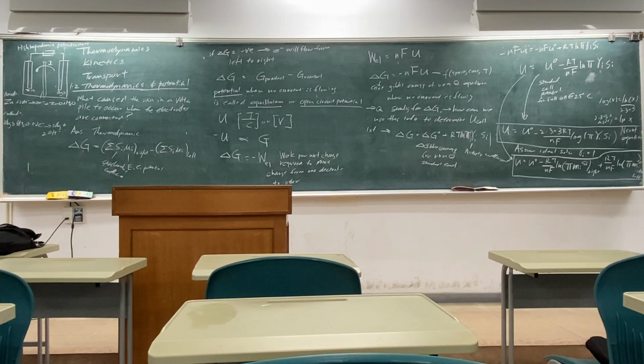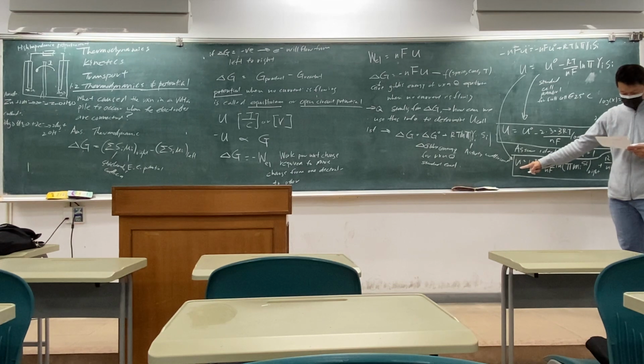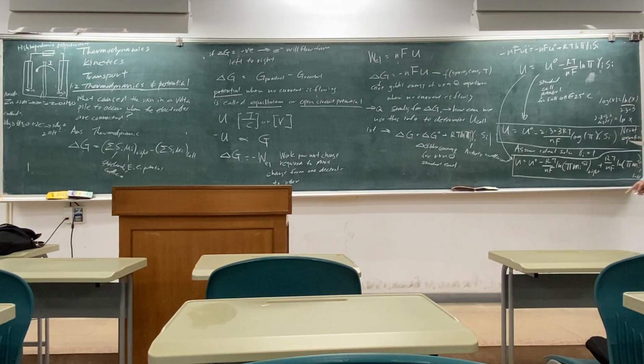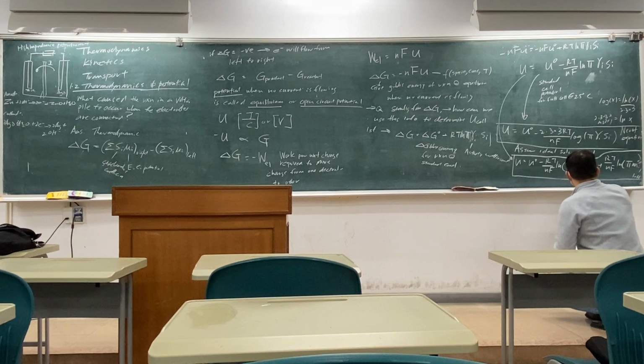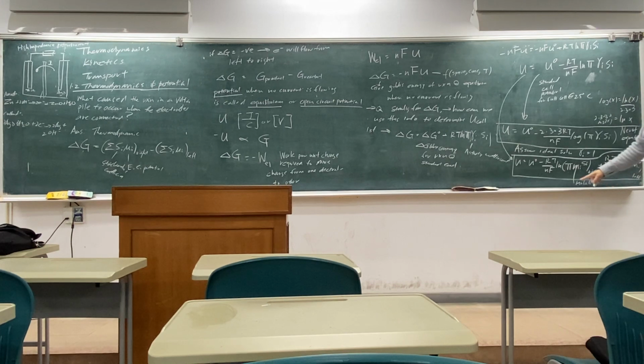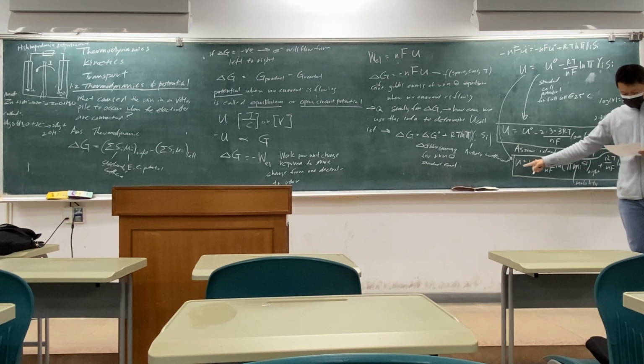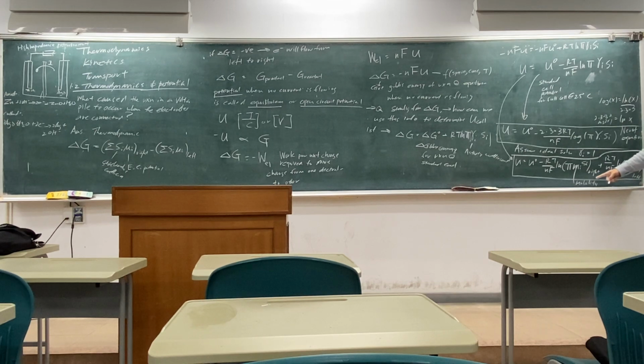Which relates the equilibrium potential to the concentration of the reactant. This is molality, m i. This relates the equilibrium potential to the molality. Whatever is on the right is the product. Whatever is on the left is the reactant.